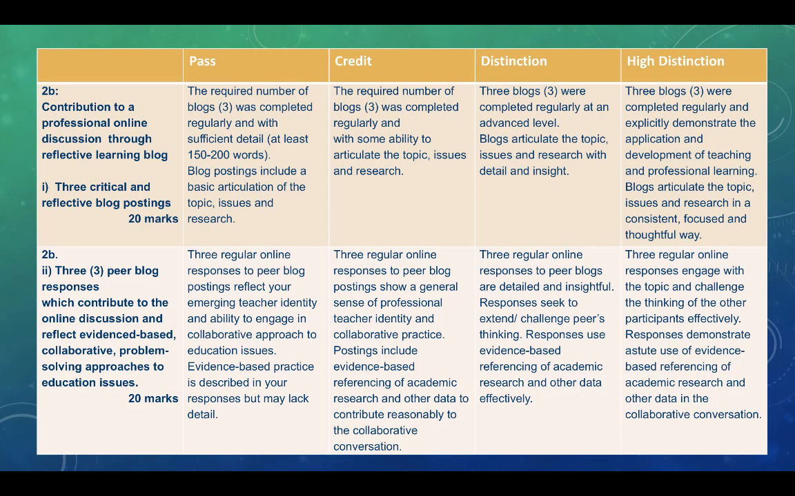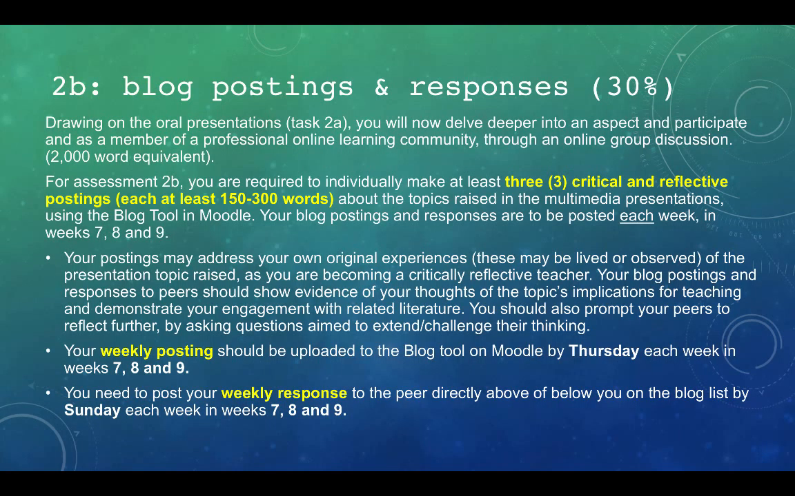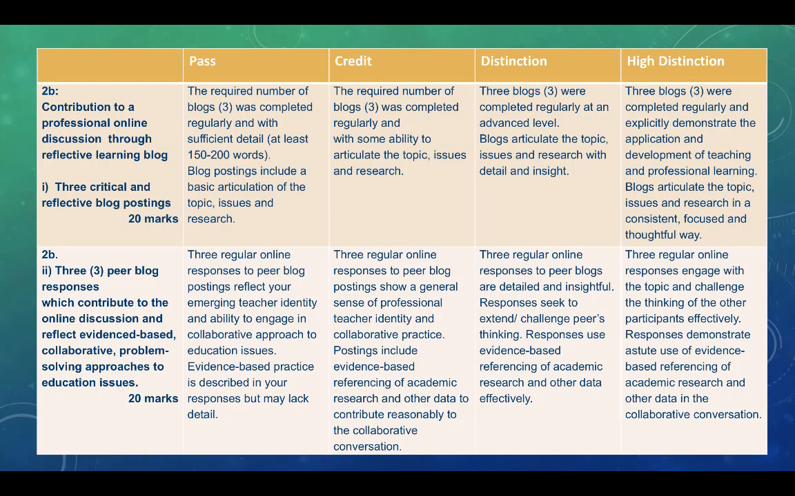So for this component, the first one in that sort of orange colour is your postings, that you're putting up 3 critical and reflective blog postings during these 3 weeks. For a pass, you need to make sure you do it each week in weeks 7, 8 and 9. I think it was, wasn't it? Just checking something. Yes, 7, 8 and 9. So you cannot leave all those and then try to post them at the end, because you will fail in that criteria. To have a conversation, you need to contribute on a regular basis.